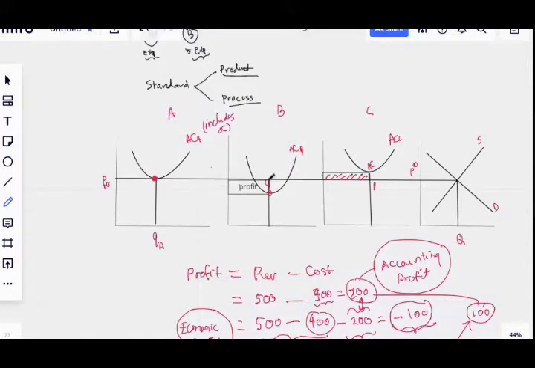This fellow is actually earning 400, whereas his opportunity cost is 200. So he is actually earning more than his opportunity cost. This fellow is earning 200 equal to 200, which means his opportunity cost and profit are exactly the same. And this fellow is earning 100, but his opportunity cost is 200. So realize what is happening now in this diagram. Because opportunity cost is included, this fellow is earning more.